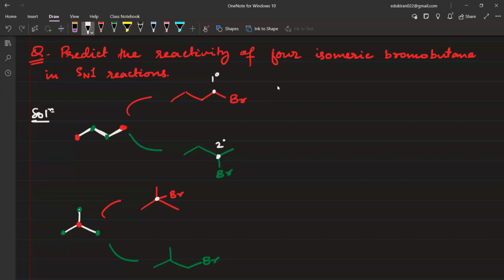This carbon atom here, this alpha carbon is connected to Br. So 1 carbon, 2 carbon, 3 carbon. So this is going to be 3 degree. And then this is the alpha carbon. It is connected to how many carbons? It's only connected to 1 carbon. So it's going to be 1 degree.